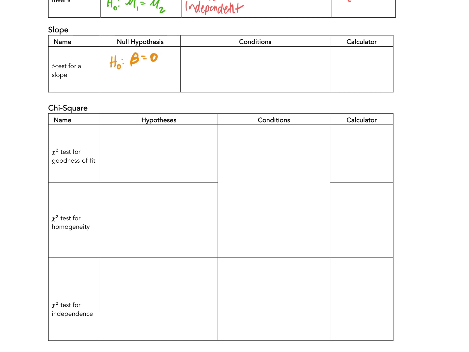T-test for slope, your null hypothesis is beta equals 0. Your conditions are the exact same.